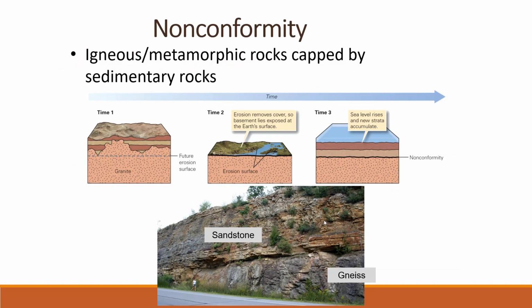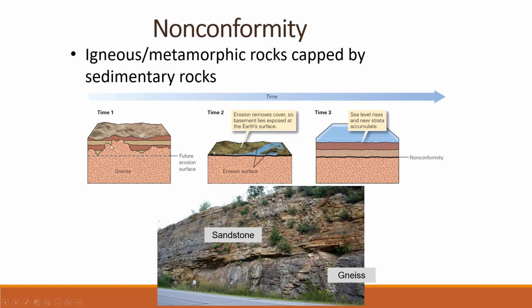So nonconformity: this is where igneous and metamorphic rocks are capped by sedimentary rocks. This is going to happen when crystalline, igneous, or metamorphic rocks are exposed by erosion, and then afterwards they will have deposition on top of them if we have a renewed depositional environment.